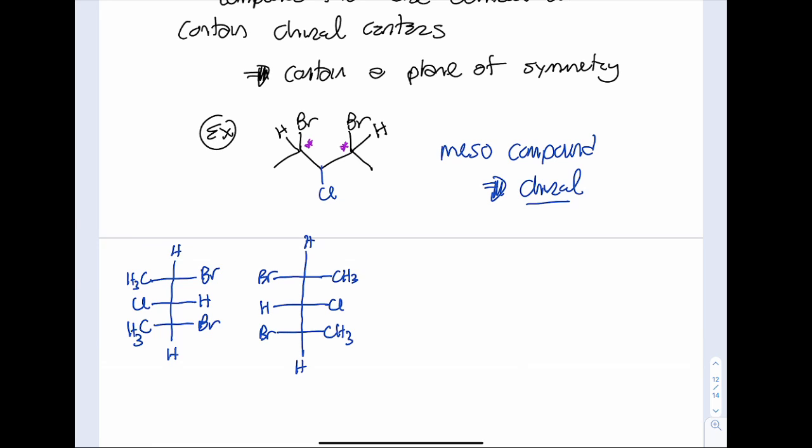I'm going to switch now the configuration on one of my 2 chiral centers. Again, it doesn't matter which one, because I'm just going to do the other one also. So I'm going to keep the top one the same. And then I'm going to switch this bottom one. And then I'm going to draw its mirror image.